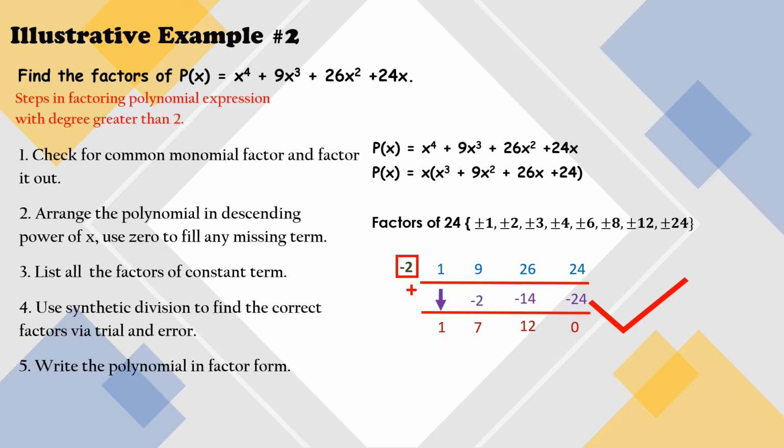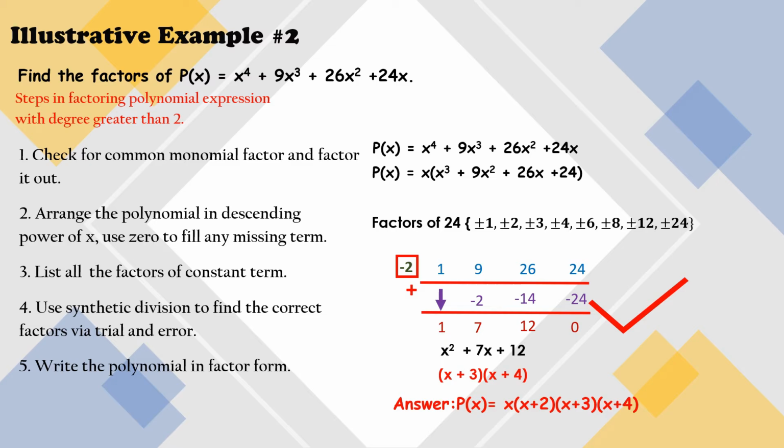And since we only have 1, 7, 12 on our third row, we can just simply express this in quadratic expression. And that will give us x squared plus 7x plus 12. Then we just simply look for the factors of this quadratic expression. So we will have x plus 3 and x plus 4. Then all we have to do is to write our polynomial in factor form. So that will give us p of x is equal to x.